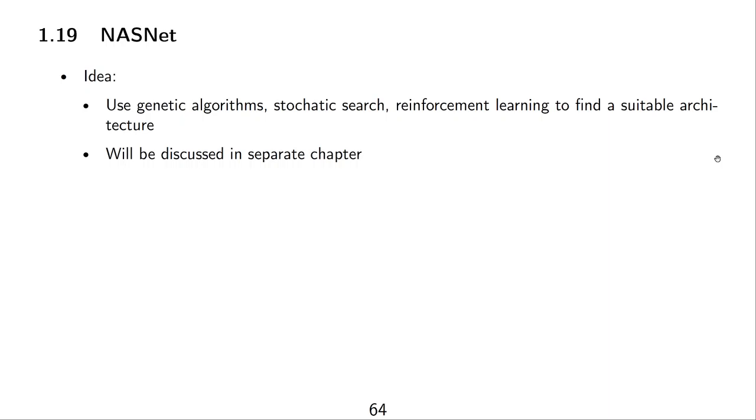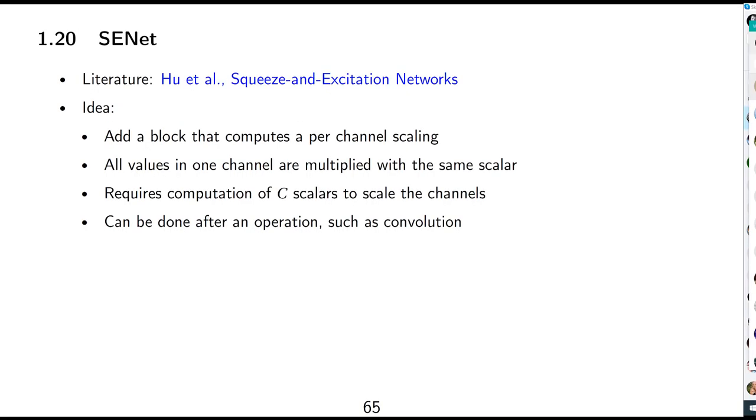So we'll just mention this here. This maybe doesn't really fit into this lecture, but the neural architecture search idea is to use other algorithms to search for a suitable architecture. People tried genetic algorithms, some other form of stochastic search, reinforcement learning, to find suitable architectures. So we'll discuss this.